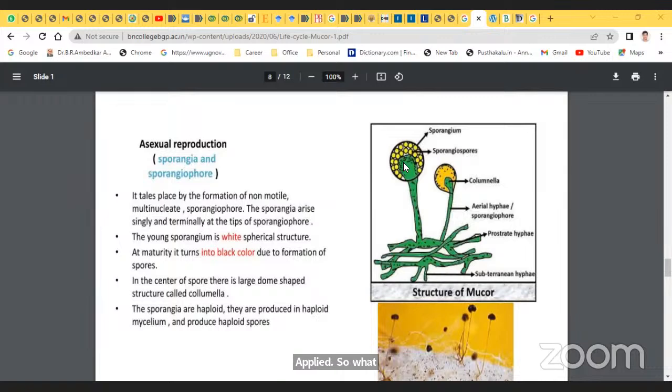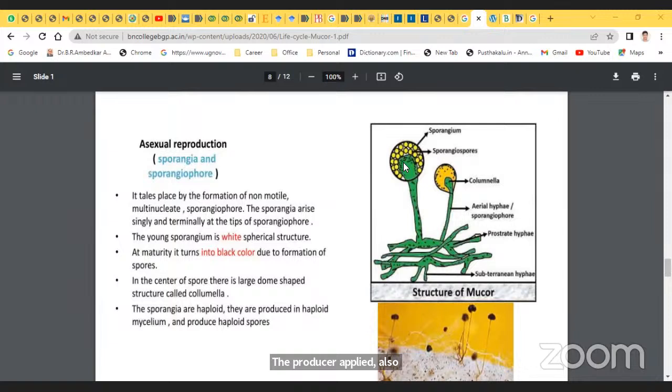They are produced in haploid mycelium. The mycelium that produces them is also haploid and produces haploid spores. So throughout the asexual reproduction, this plant is haploid, right? The sporangia are haploid, the mycelium is haploid, and the spores are also in the haploid condition.